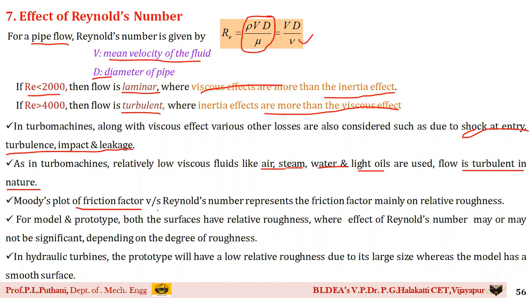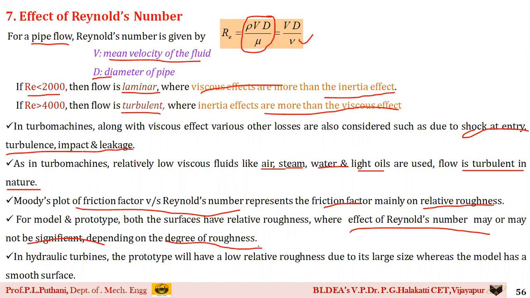of friction factor versus Reynolds number, where it would represent the friction factor based upon what? The relative roughness. So basically, for a model and prototype, both surfaces have their relative roughness, and automatically the effect of Reynolds number may or may not be significant depending upon the degree of roughness.